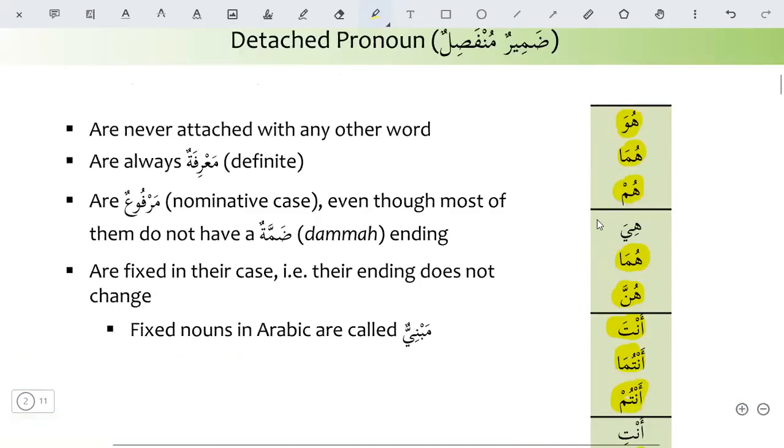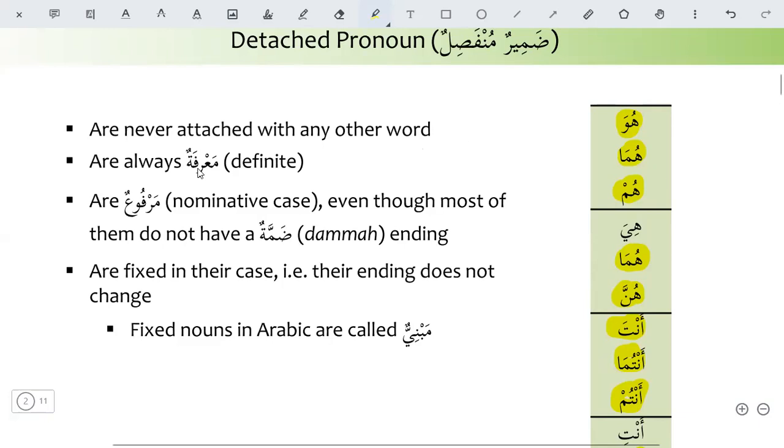Now we learn about the detached or separate pronouns. Separate pronouns, or detached pronouns, or ضمير منفصل, are never attached with any other word. Huwa we cannot attach with any other word. Huwa will always be separate. We will write it separate and we will pronounce it separate. That's why we call them separate pronouns. They can never be written with other words.